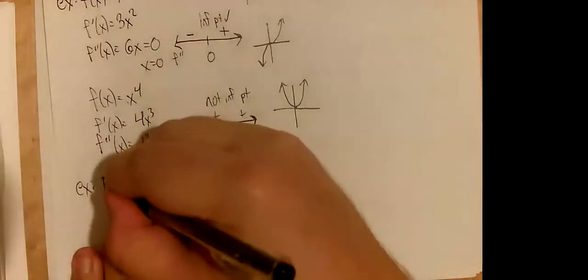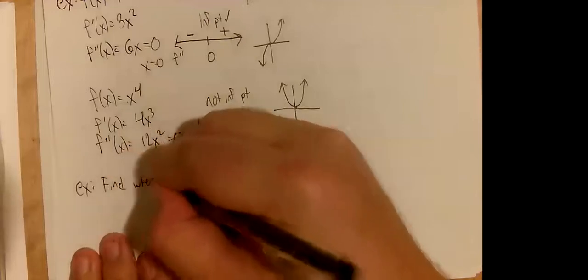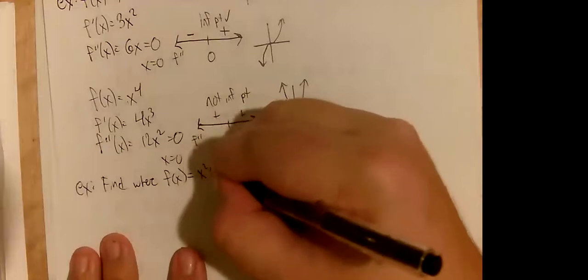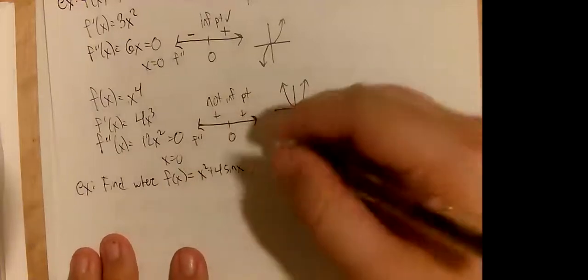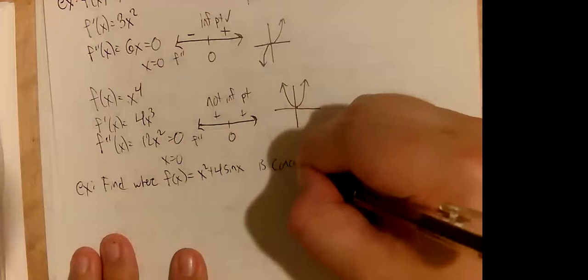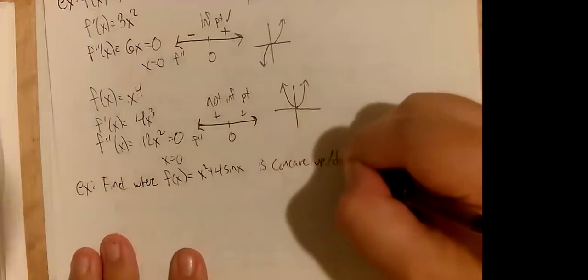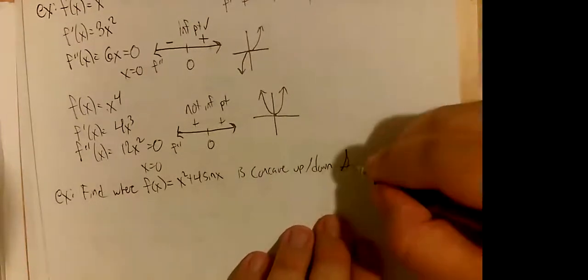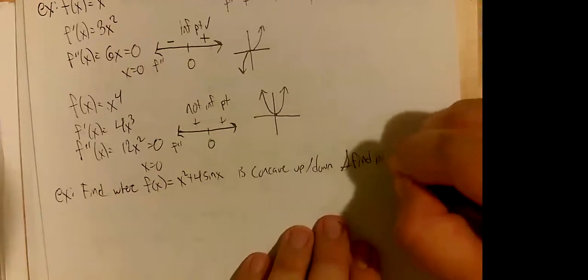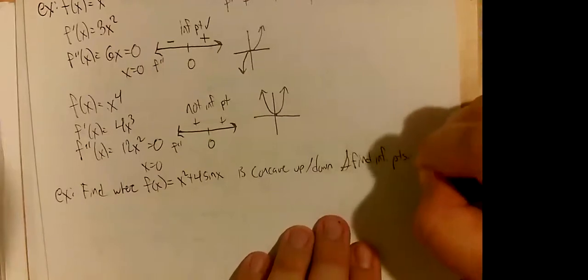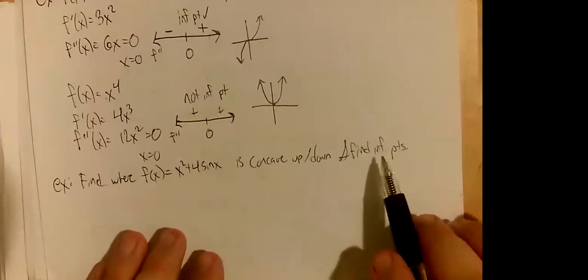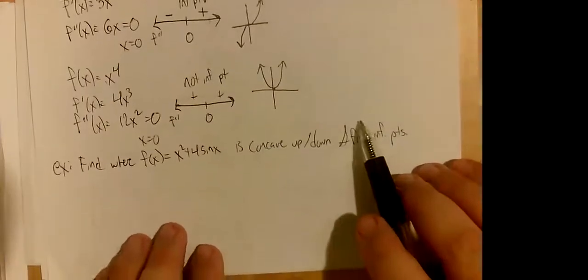So let's take a look at another example here. Let's find where the function f of x is x squared plus 4 sine of x is concave up or down. So we need to classify those regions. And the other thing we want to do is find the inflection points. We want to see where it's concave up or down and if it switches concavity anywhere along the way.